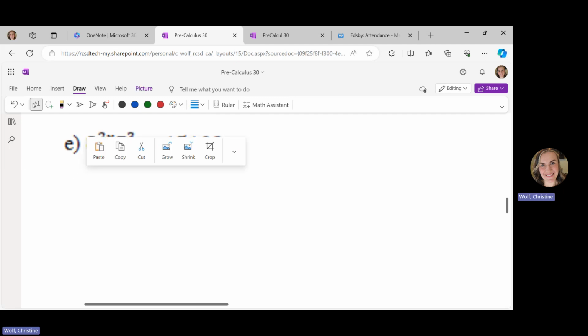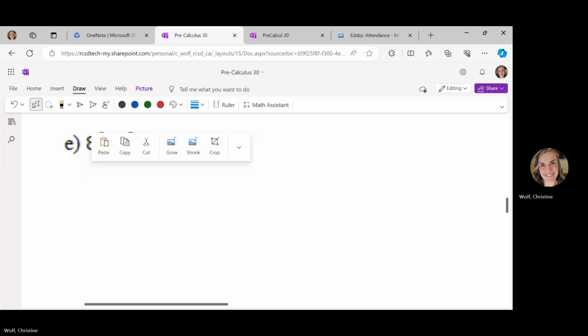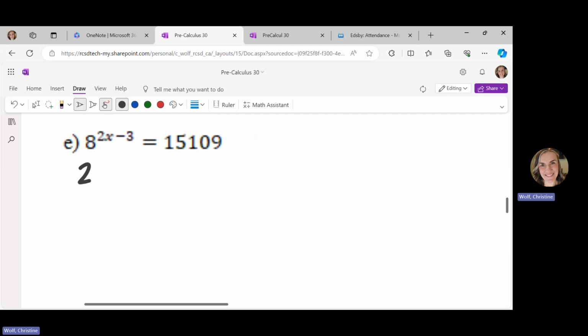So I have log of 8 to that. I know I'm going to do the power law. Once I put the log in front, I can use the power rule and swing this exponent down in front. So I'm going to do that step right now. If I swing that exponent down in front, it becomes a big fat 2x minus 3, and then I'm taking the log of 8. And then I also have the log of the other side.